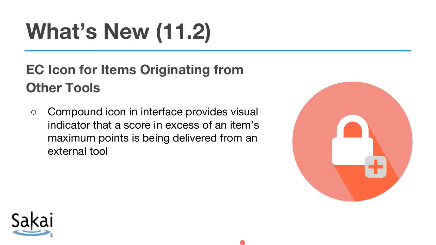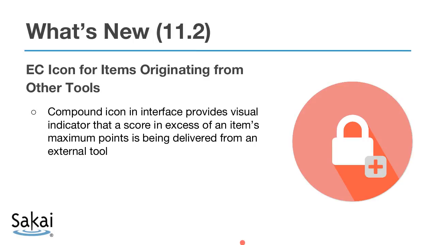One scenario that was not accounted for in 11.0, though, was when a score is in excess of the item's total points, but was also being applied to the tool from an external tool. So you would see the lock icons noting that it was coming from somewhere else, but you wouldn't get the handy yellow plus icon letting you know that that was the student receiving extra credit for that score.